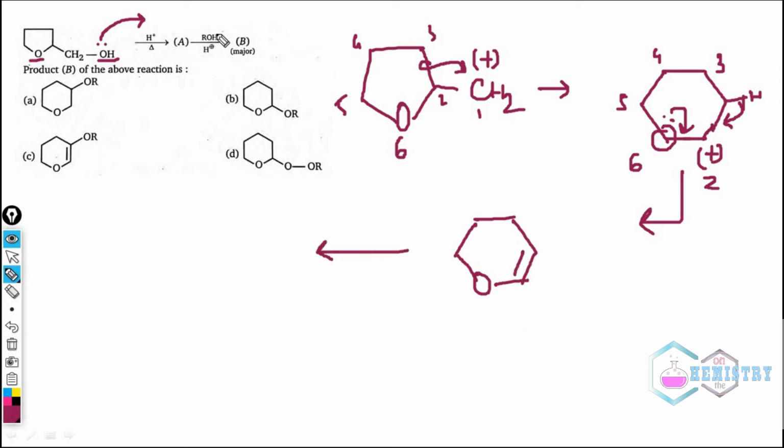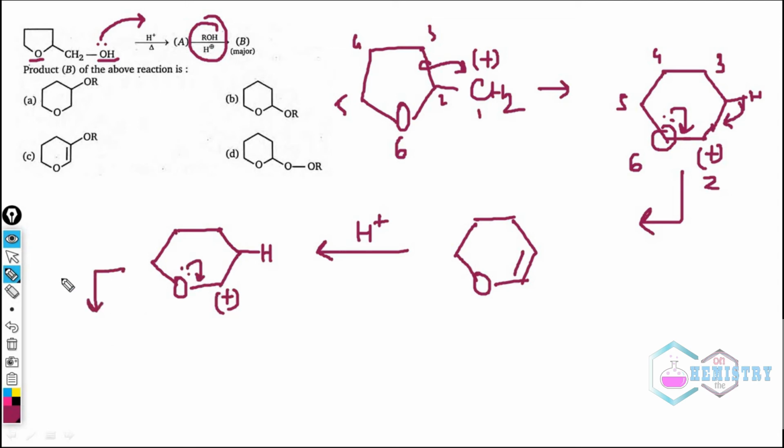Again, on the second step, H plus ROH is given. So on addition of H plus, this position will also give rise to a carbocation, as this carbocation is stabilized by resonance. Next, ROH, that means this will attack the carbocation and will form a compound like this, R.